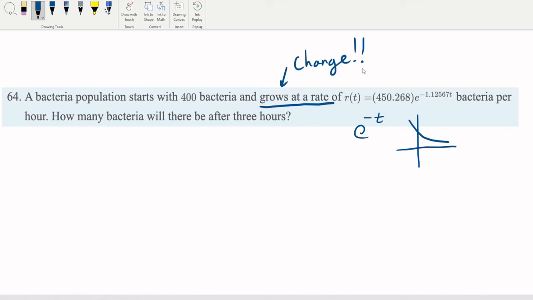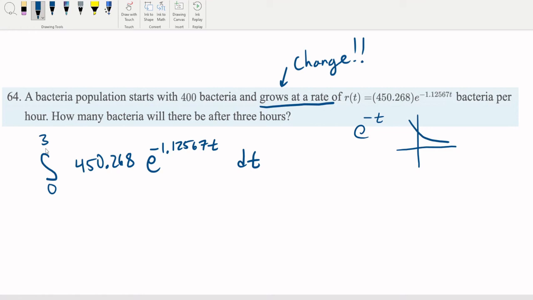I know how something's changing. How do I use that to learn about the thing itself? Well, we integrate. Remember, we integrate. We know how to do this. We do the integral. So we integrate the change, 450.268 e to the negative 1.12567 t. We integrate the change over the time period. So this is in terms of hours, okay, per hour. So we go from 0 to 3.